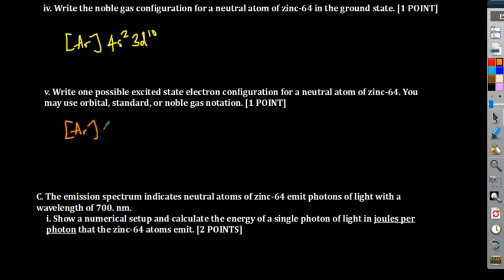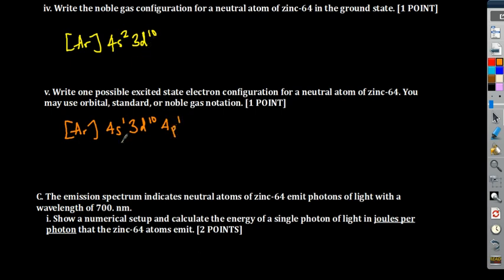An excited state is just going to have the electrons in higher energy orbitals than what they would be in the ground state. And there's lots of different possibilities. I'm going to take just one electron from my 4s orbital. So instead of 4s2, I'll write 4s1. And I'm going to say that it hops and skips all the way past the 3d orbitals and all the way up to the 4p orbital.